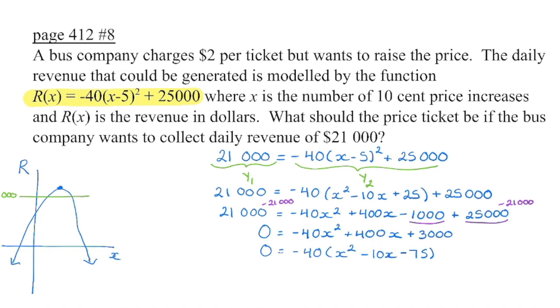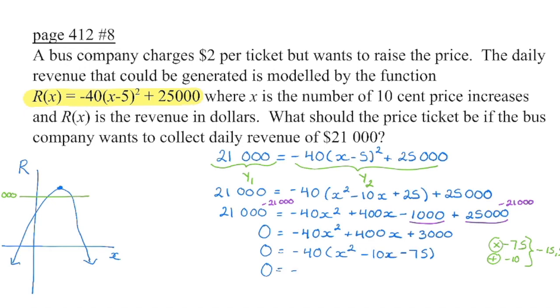And then similar to what we did in the past, we're going to say, okay, this is a trinomial. Multiply a and c, what multiplies to give us negative 75 and adds to give us negative 10. And when we do that, we see that the numbers are negative 15 and positive 5. And again, if you can't quickly see that, make a list of your factors.